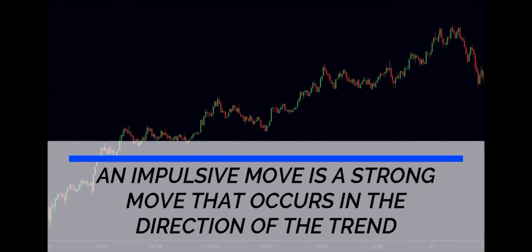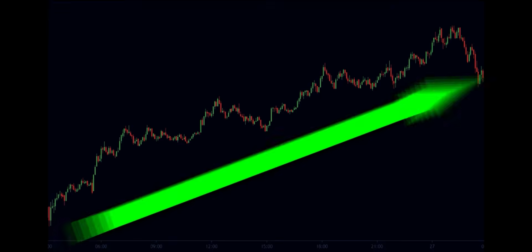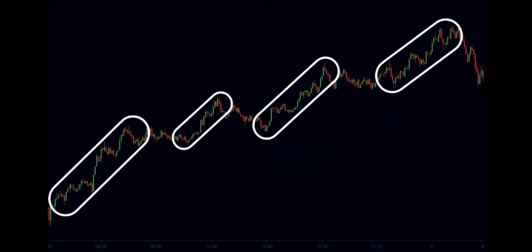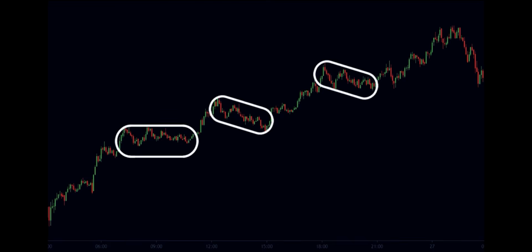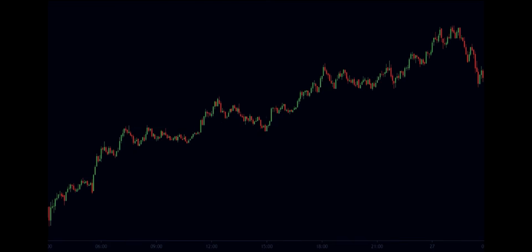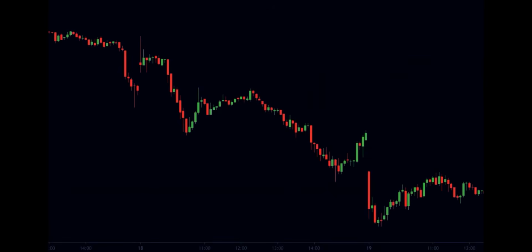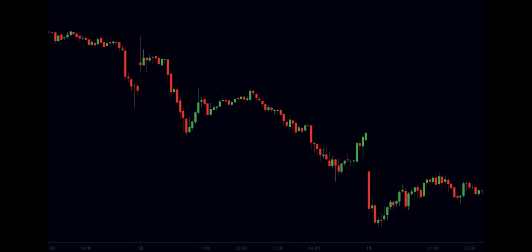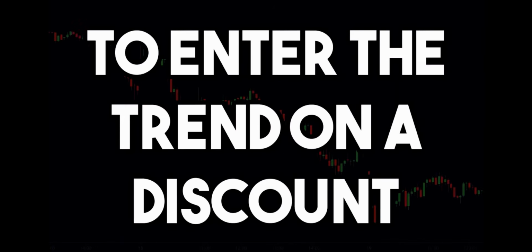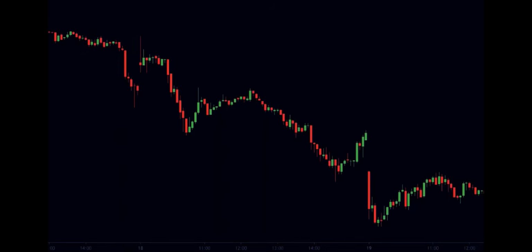An impulsive move is a strong move that occurs in the direction of the trend. This means that in an uptrend, the up moves will be considered impulsive moves. On the other hand, small moves that occur against the trend are called corrective moves. A corrective move can also be called a pullback. In a downtrend, these small up moves will be called pullbacks. These pullbacks give us the opportunity to enter the trend at a discount. Hence, our objective as a trader is to enter the market on these pullbacks and catch the trend.